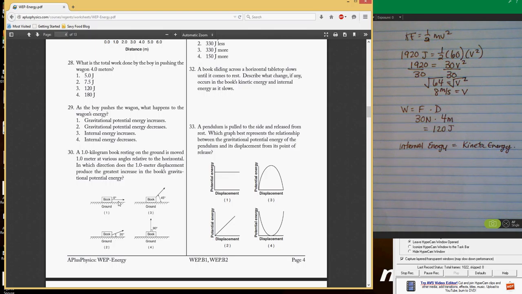If I pull it at any of these angles, besides the 90, it's going to remain on the ground. If it remains on the ground, that means it does not have gravitational potential energy. If I pull it at 90 degrees, it's going to go straight up off the ground, which will increase gravitational potential energy because it has height. So that means your answer choice should be number 4.